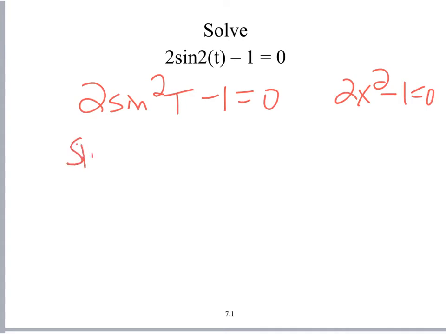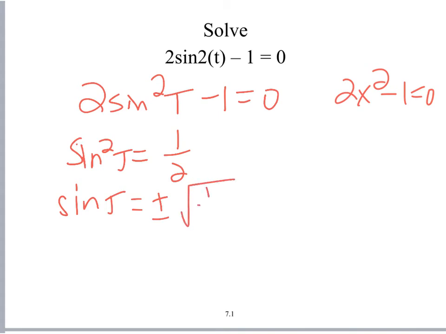We're going to say sine squared t equals 1/2. We'll take the square root of that, which equals plus or minus, because you're taking the square root of 1 over 2. And then won't that become plus or minus 1 over root 2? And isn't that really plus or minus root 2 over 2 if we rationalize? Because that's the more standard form.